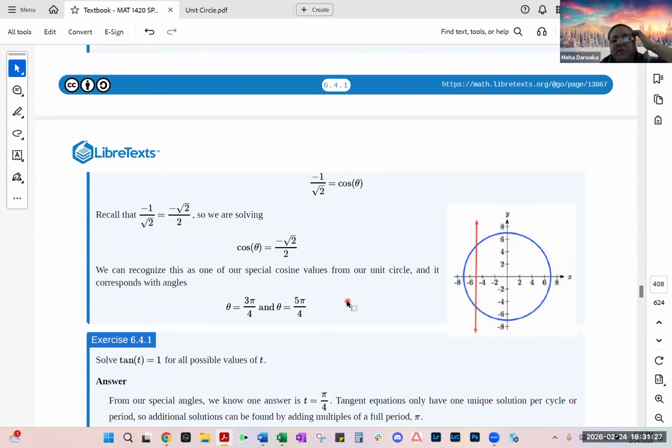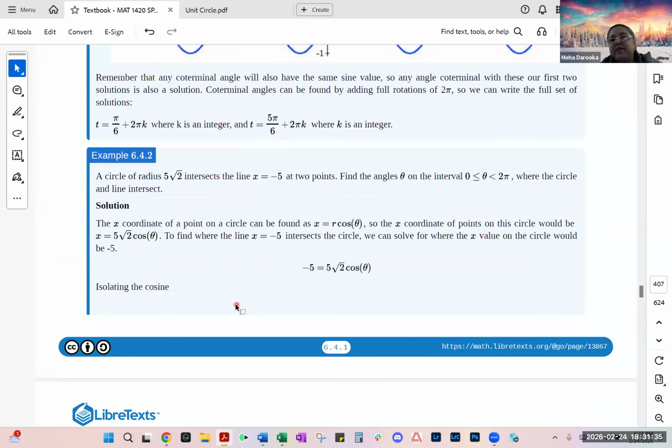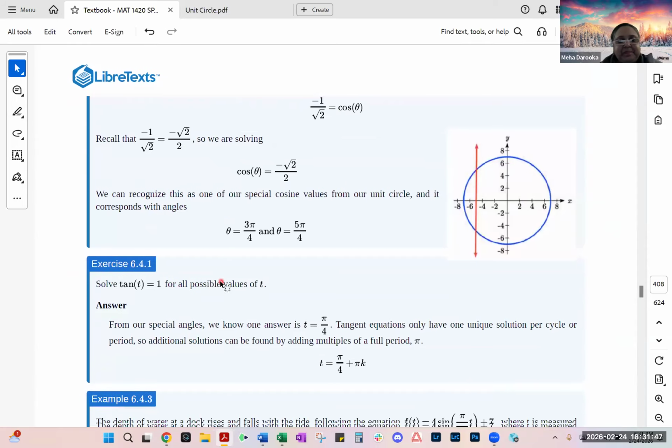So do you see the difference between the two examples? Because that one was saying all possible angles, right? Because that was a more generic one, but this one was very specific because they said you have a circle of this radius, it's intersecting a line of this specific equation. So where will these two cross each other?